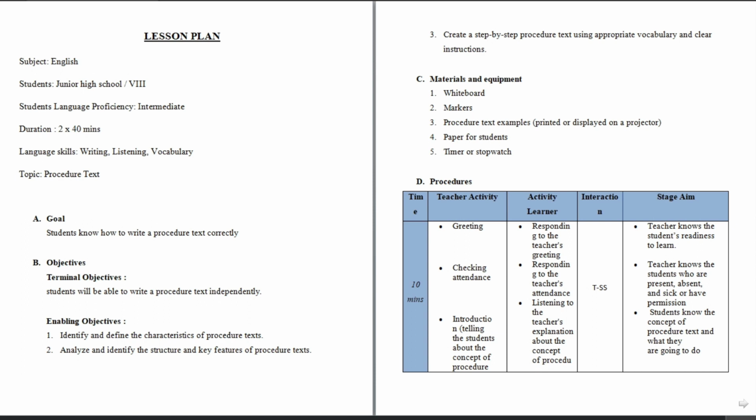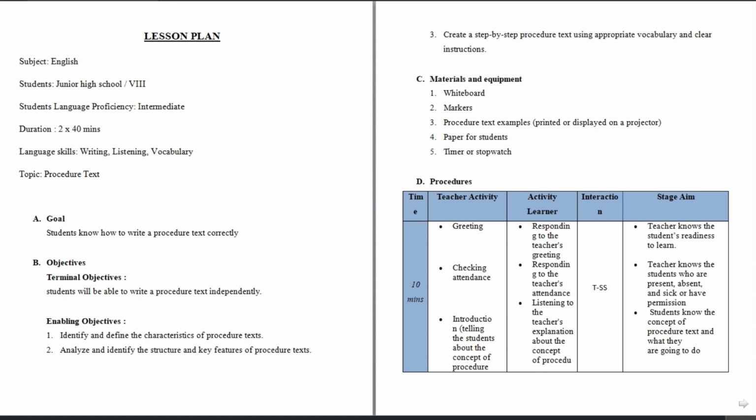Enabling objectives: identify and define the characteristics of procedure text; analyze and identify the structure and the key features of procedure text; create a step-by-step procedure text using appropriate vocabulary and clear instructions.